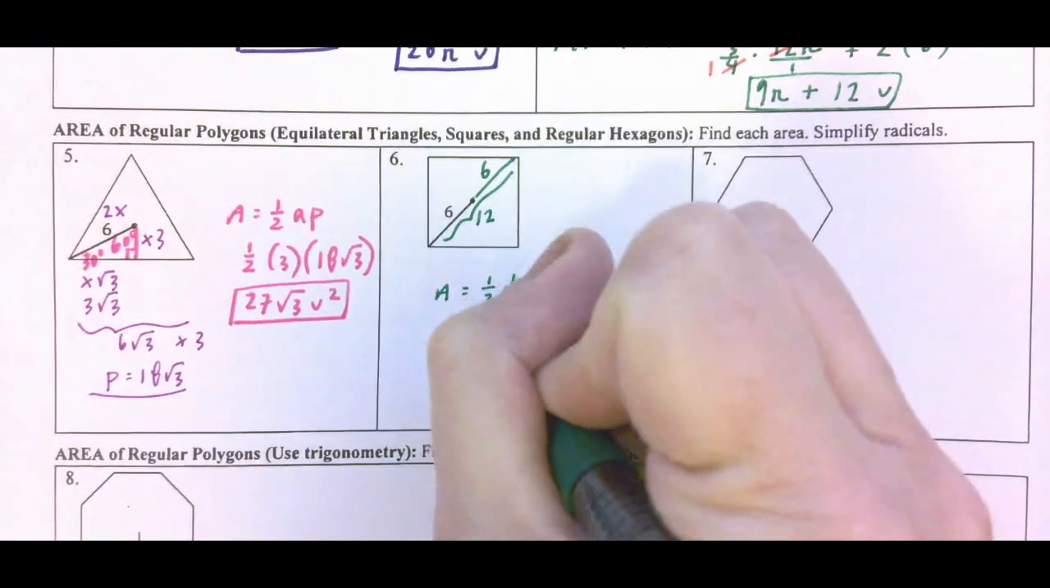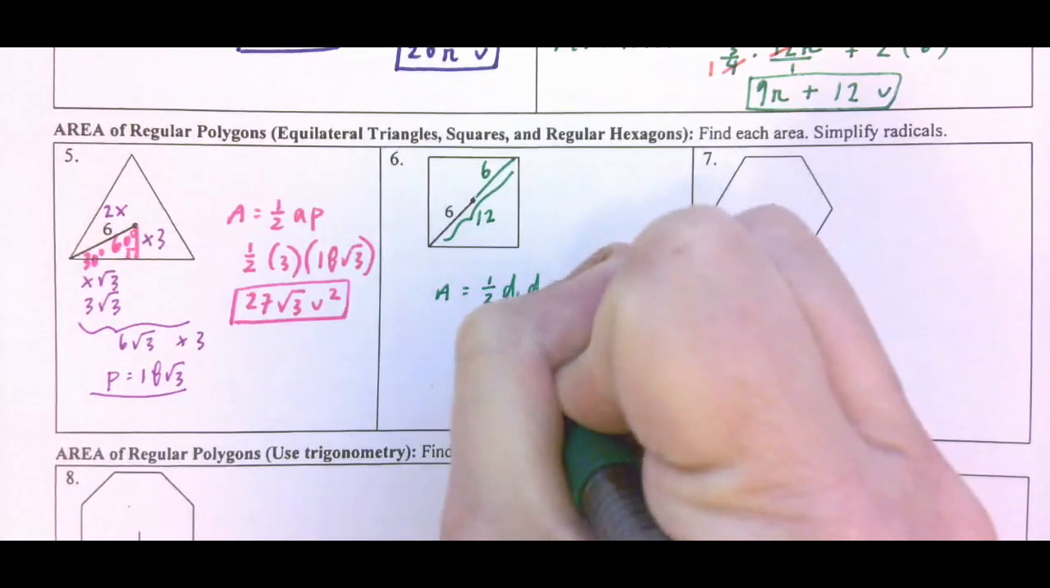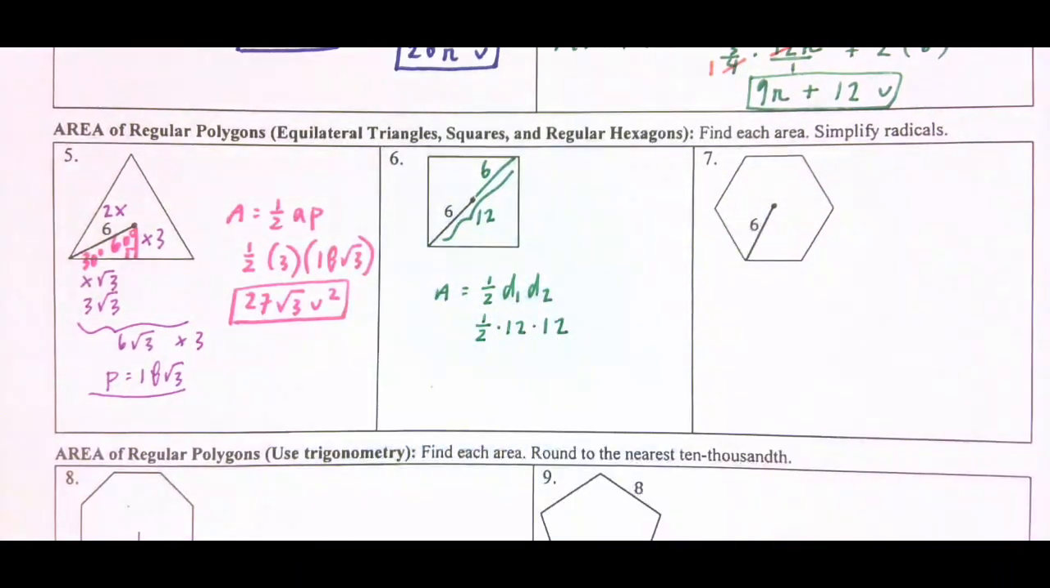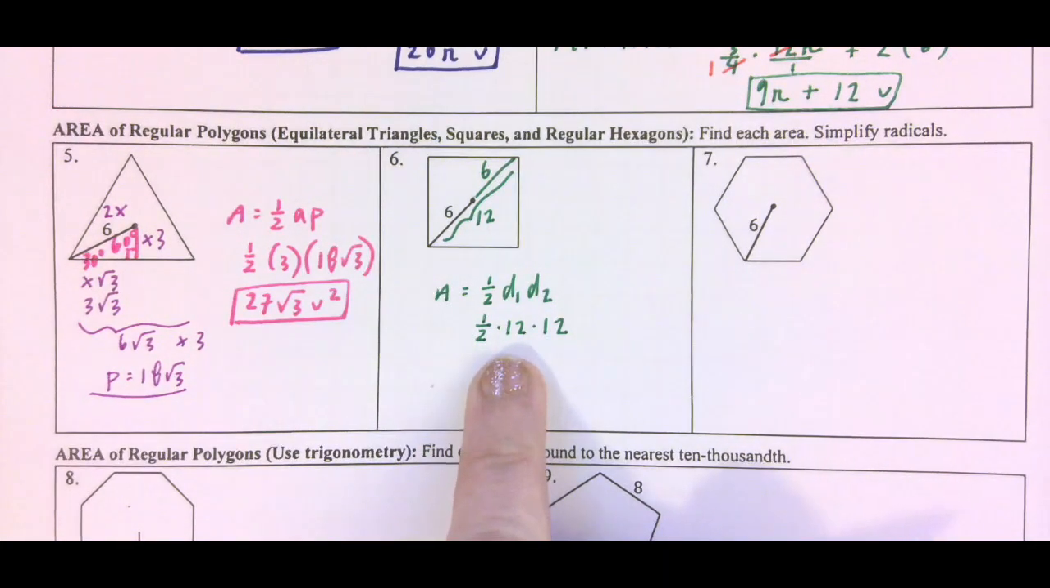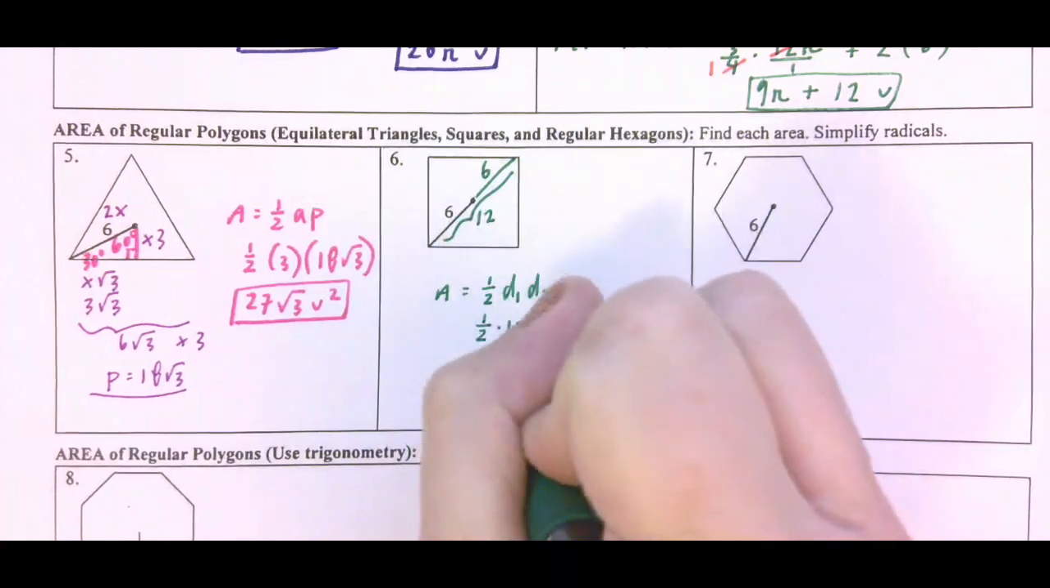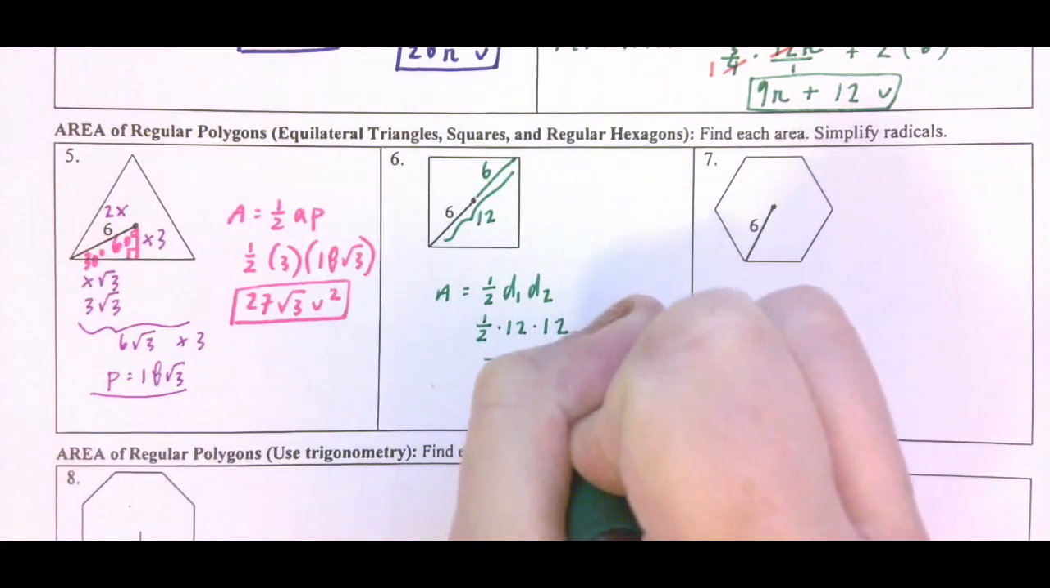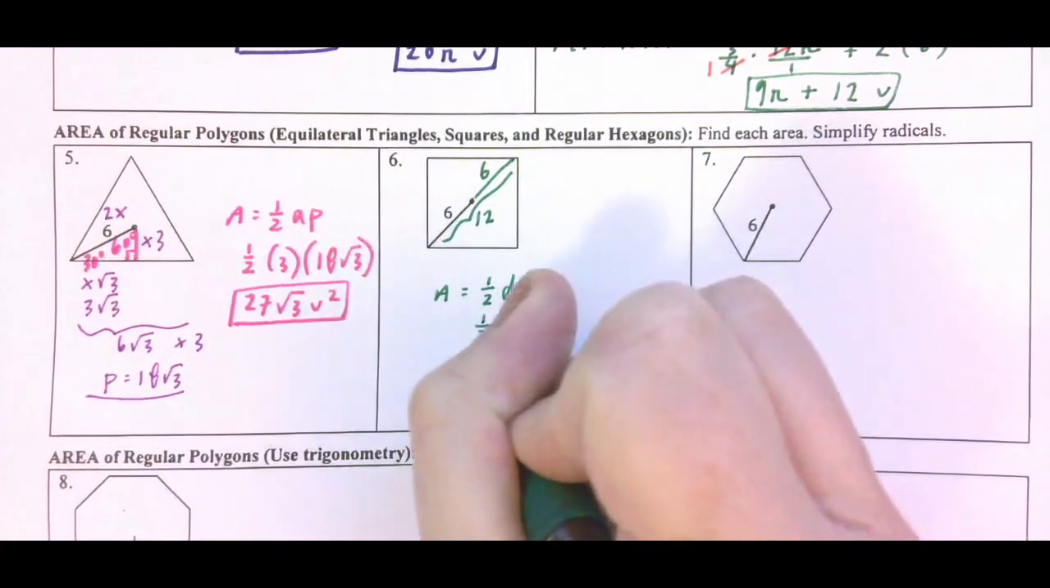So if I plug in, I have half of 12 times 12. For a square, the two diagonals have to be the same. So half of 12, we're getting 6. 6 times 12, we're at 72. So 72 square units.